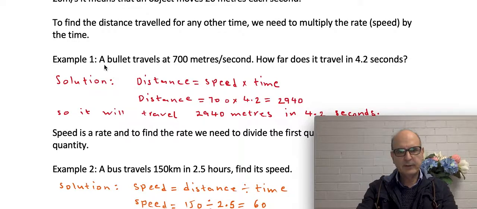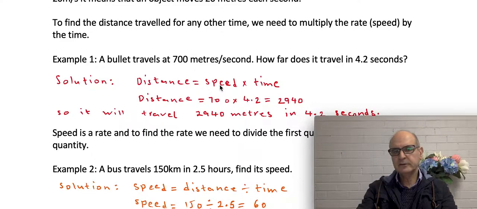For example, a bullet travels at 700 meters per second, so for every second, the bullet travels 700 meters. How far does it travel in 4.2 seconds? Now here the time is not 1 second. If it was only 1 second, I would have said that it travels 700 meters. But they are asking me for the distance when the time is 4.2. Now I need to multiply this time by this speed.